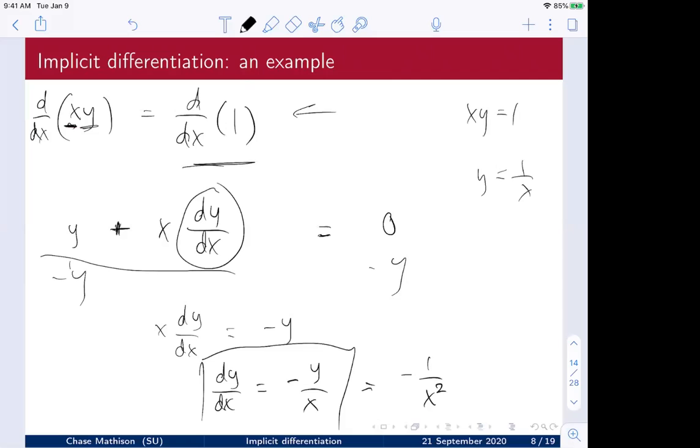You're always going to be given a big equation with both x's and y's, and they're going to be all tied up. Like, you're not going to be able to solve for y most of the time. But that's fine. Just apply the derivative to both sides, and then you're going to solve for dy dx. And dy dx will always be pretty simple to solve for, relatively.